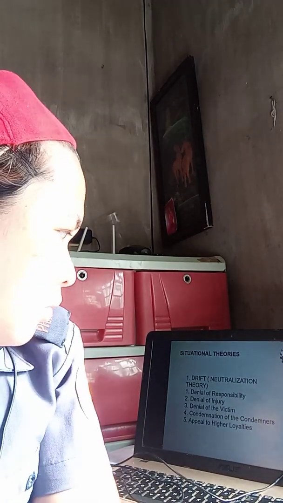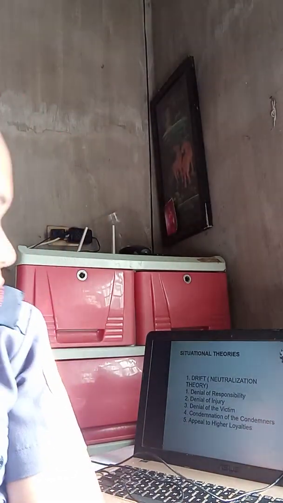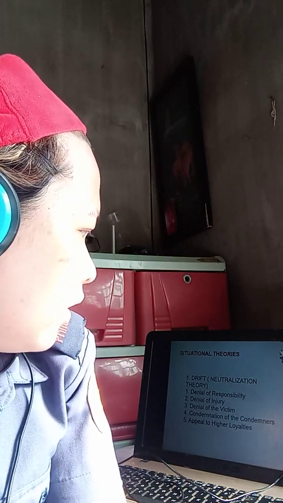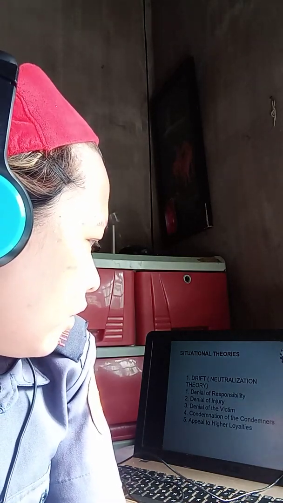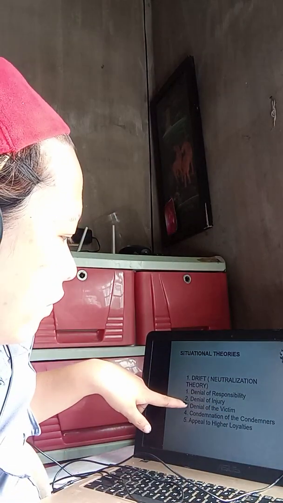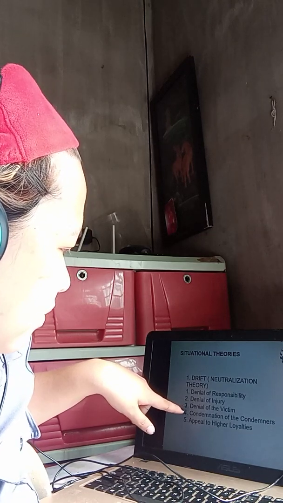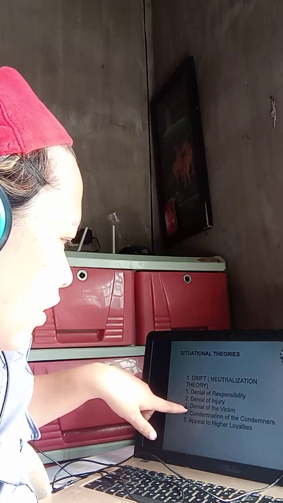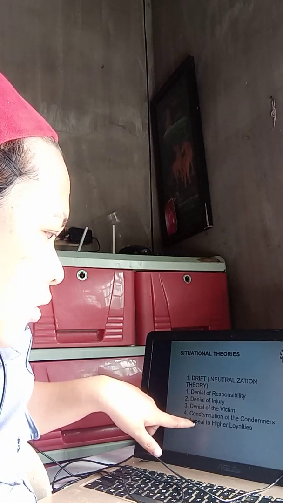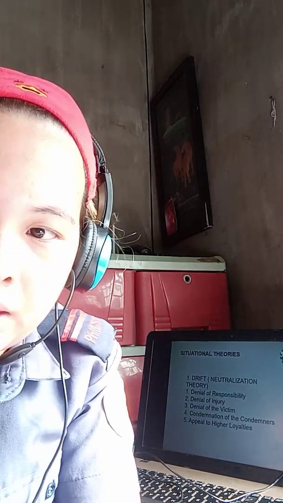Next is the situational theory. There are 5 types of situational theories. First is the drift or neutralization theory. Second, denial of responsibility. Third, denial of injury. Denial of victim, condemnation of the condemners, and appeal to higher loyalties.